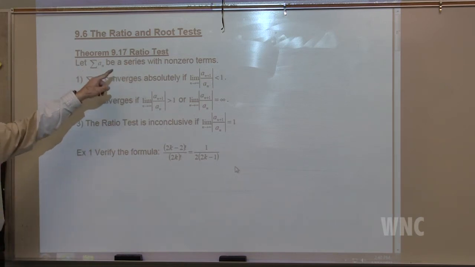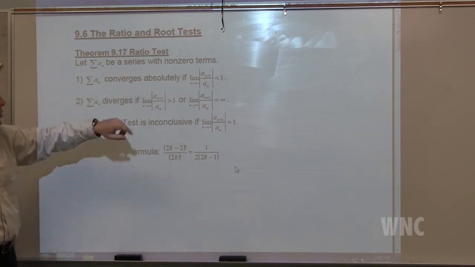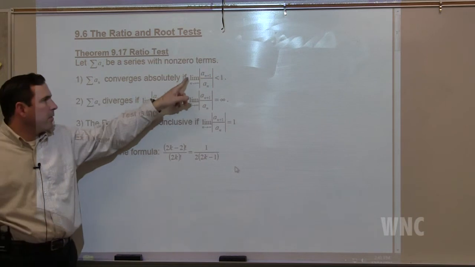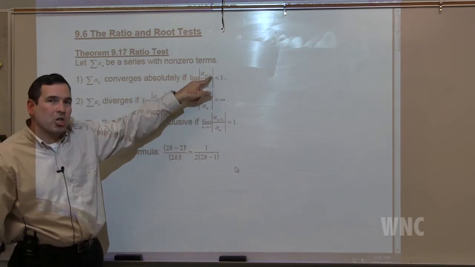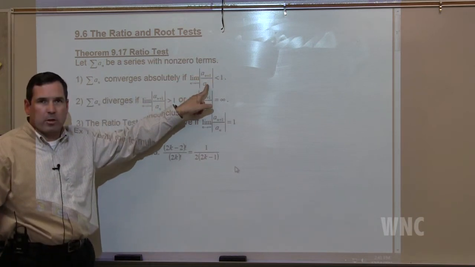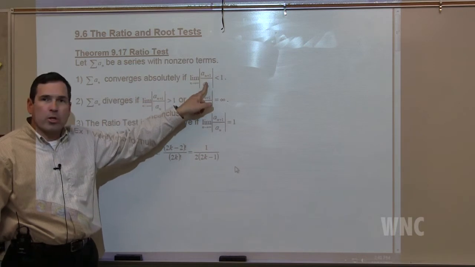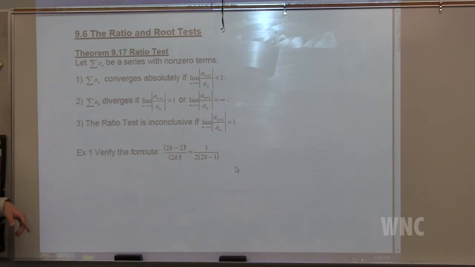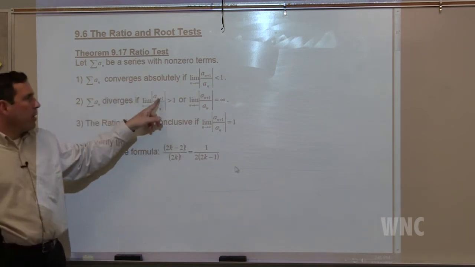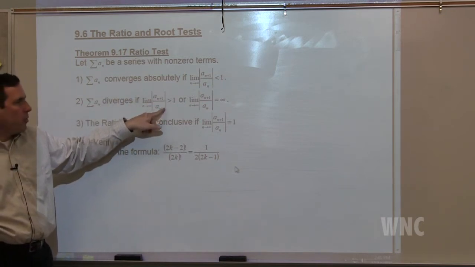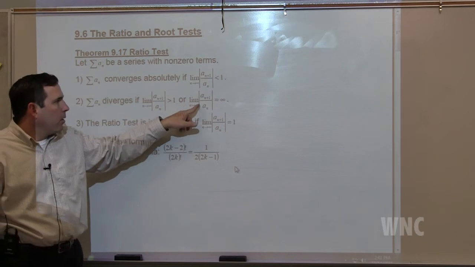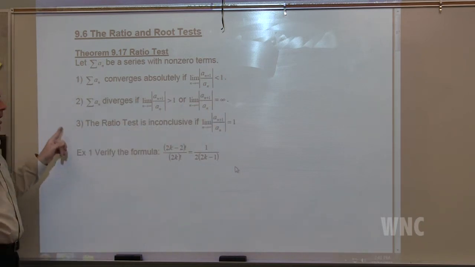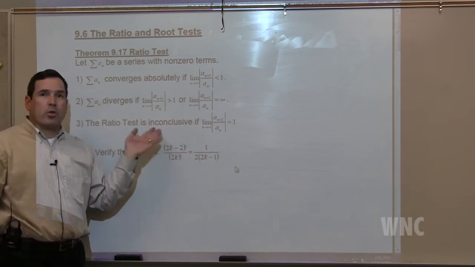Let the sum a sub n be a series with non-zero terms. Sum a sub n converges absolutely if the limit of the next term over the current term is less than 1. If that limit's less than 1, it will converge absolutely. If, however, the limit of the next term over the current term is greater than 1, or if the limit is infinity, it will diverge. If it's equal to 1, inconclusive, try a different test.